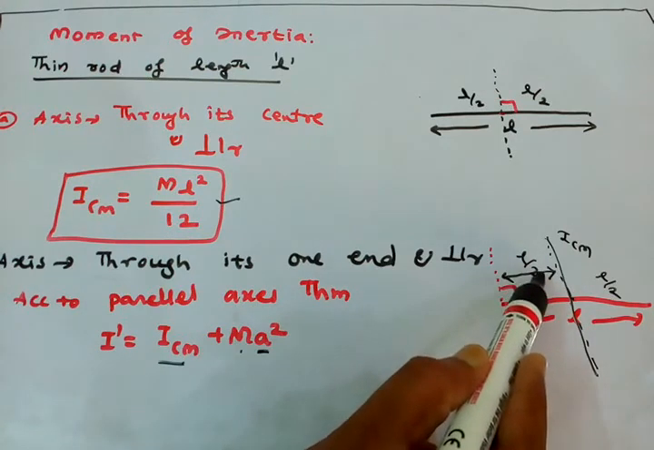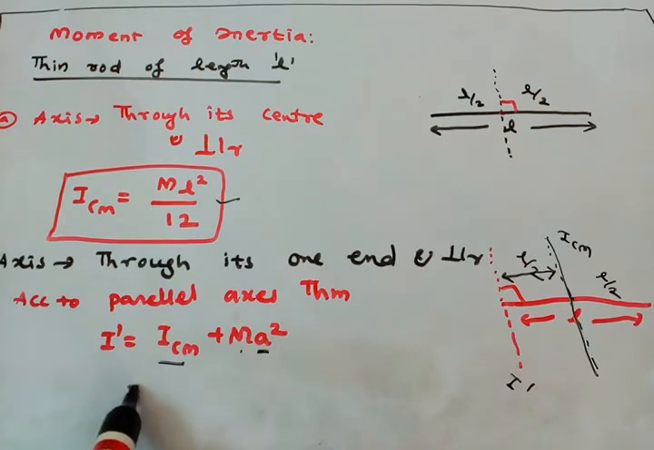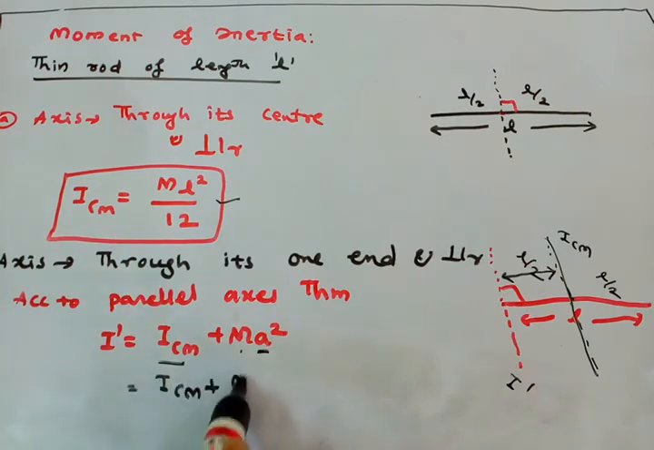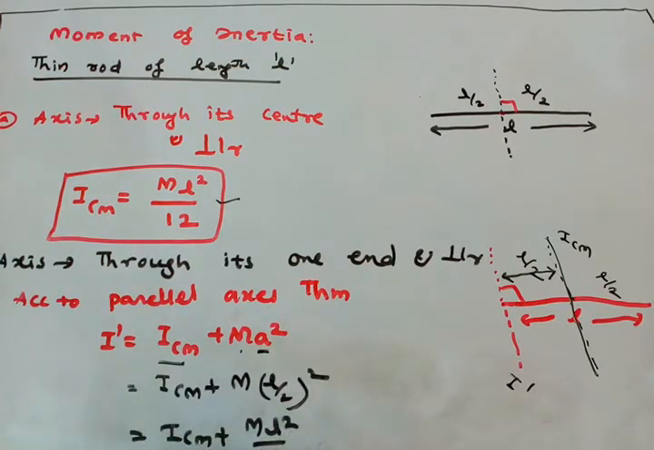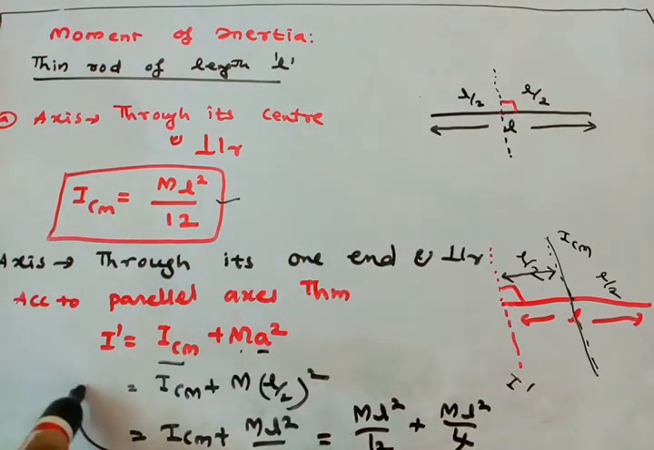So what is the distance here? L by 2. Just substitute here: I_CM plus M times L by 2 whole square, that is ML square by 4. We already have I_CM as ML square by 12, plus ML square by 4. So I dash equals ML square by 3. This is the second case.